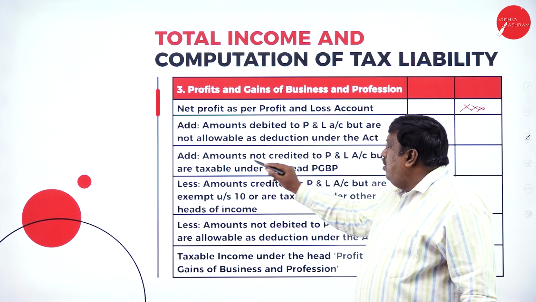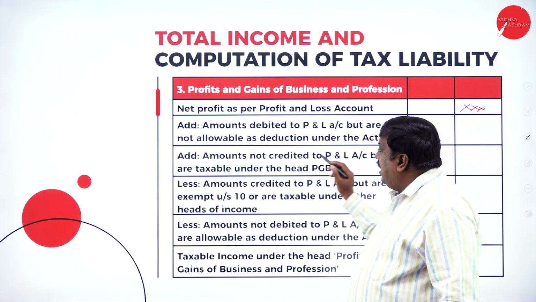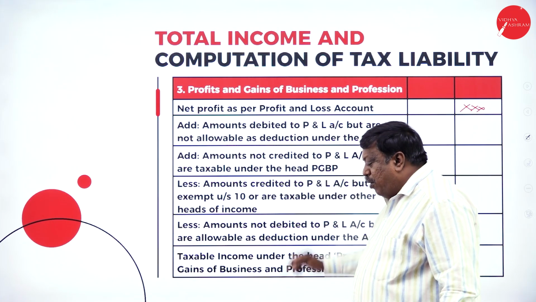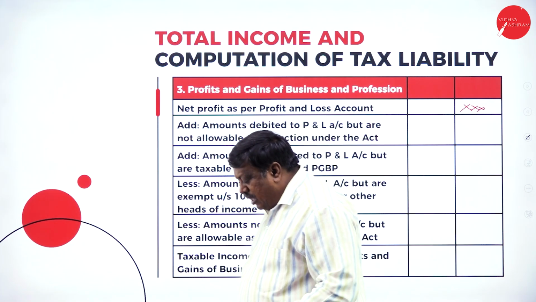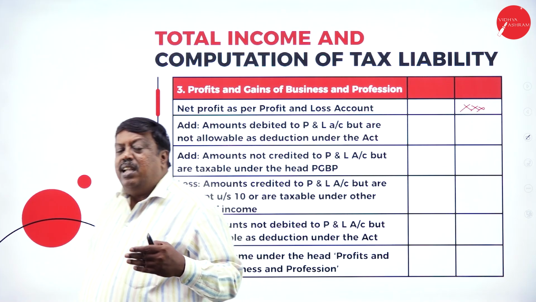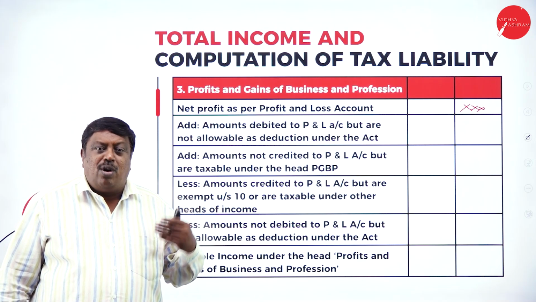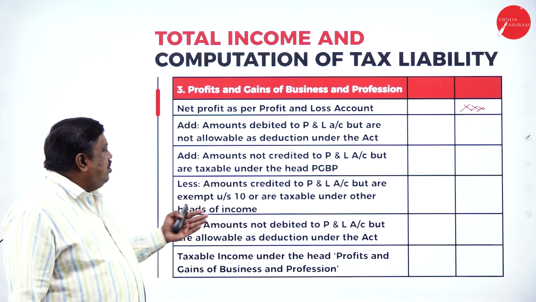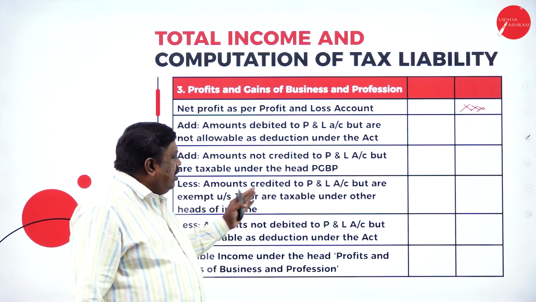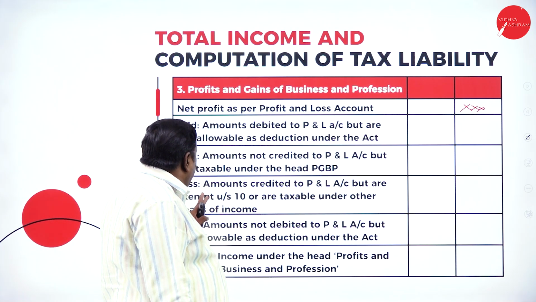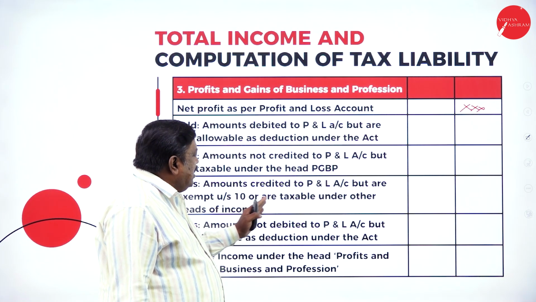Next, amounts not credited to the P&L account but are taxable under the head profits or gains from business or profession. It is nothing but certain expenses which are incurred by the business and have not been recorded. Now record such expenses.